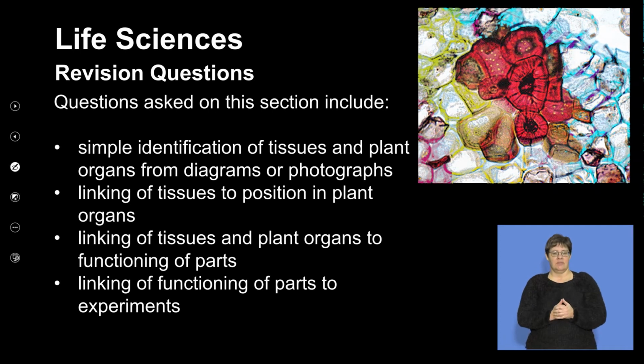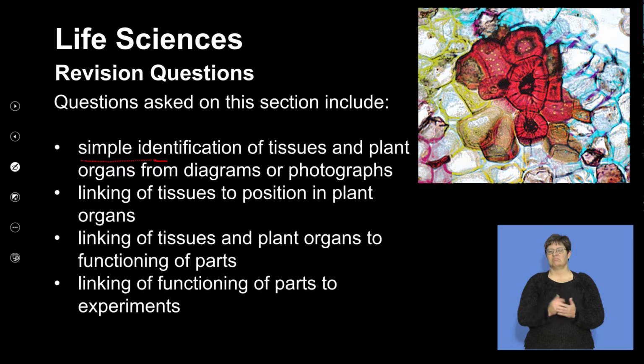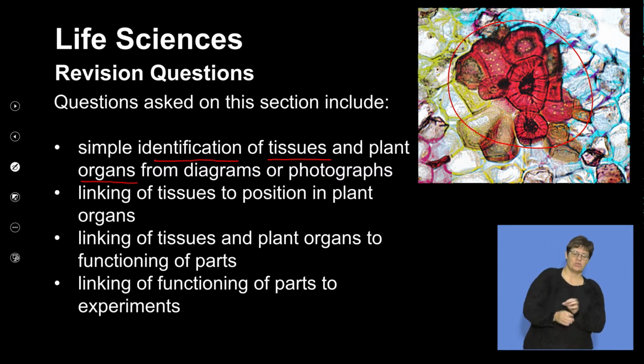Okay, first of all, there will always be some simple identification. For example, you're shown a picture of cells like this, and you have to say what these are. You also have pictures of tissues, and it's also pictures of plant organs, roots, stems, or leaves, and that's simple labeling and identification.